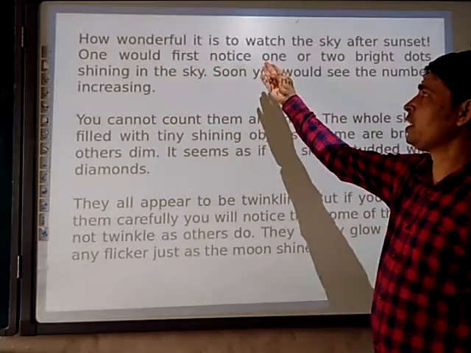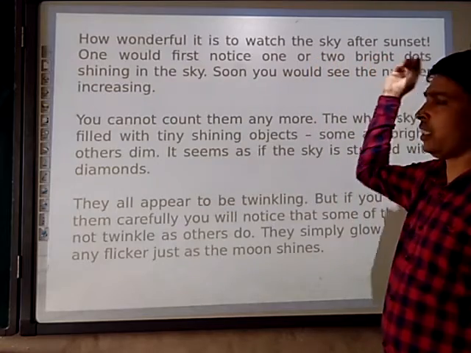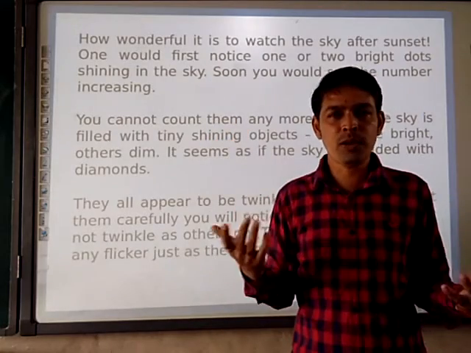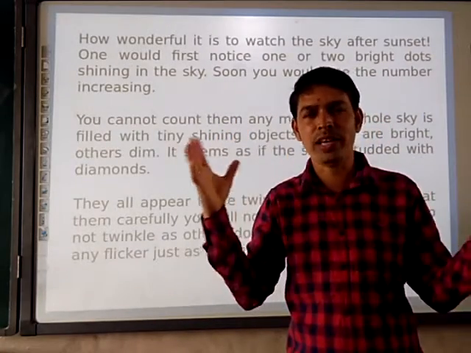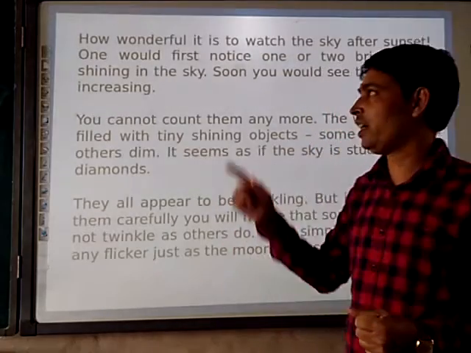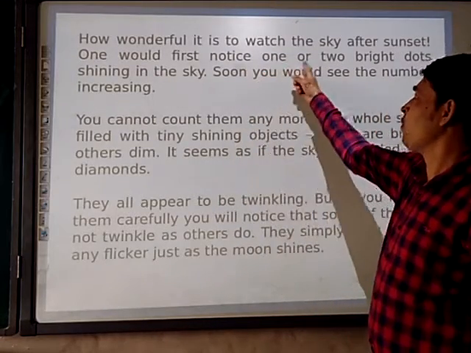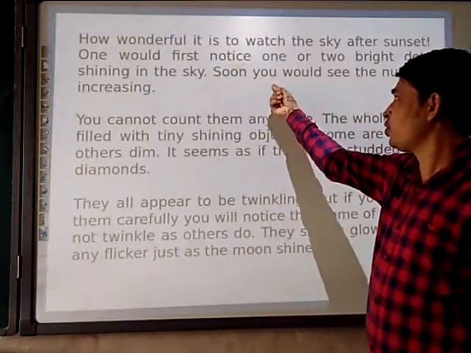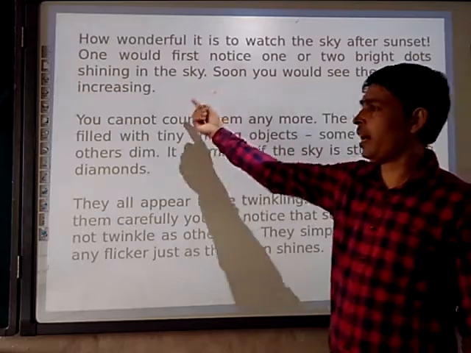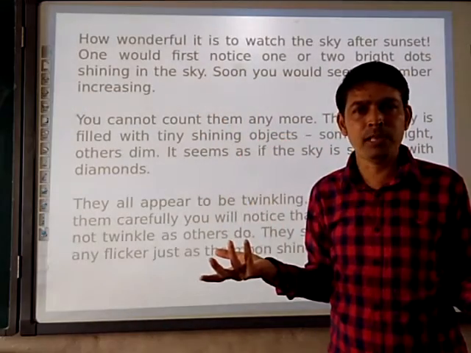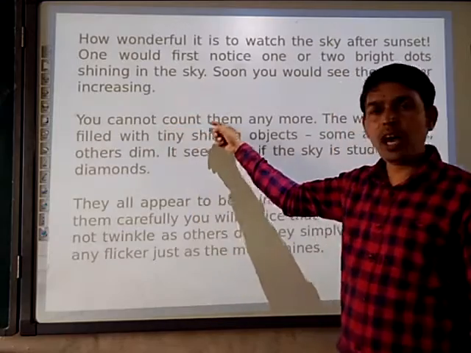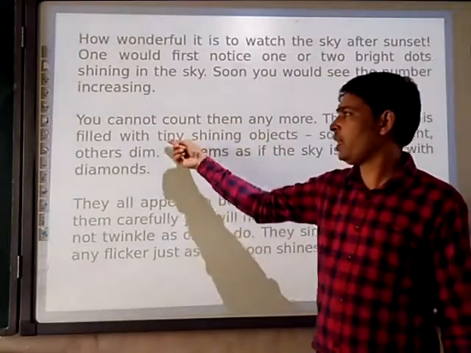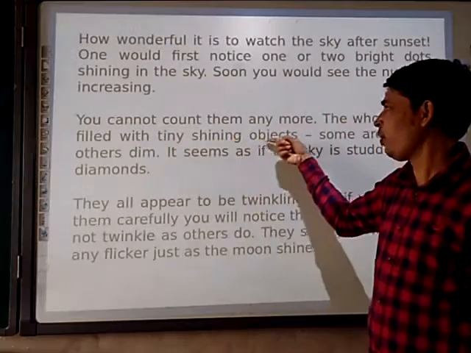How wonderful it is to watch the sky after sunset. After the sunset, we are watching the sky. And it's wonderful. Yes, it's very wonderful. Because what is there? You will see. One would first notice 1 or 2 bright dots shining in the sky. Soon you would see the number increasing. And after that, you cannot count them anymore. The whole sky is filled with tiny, shiny objects.